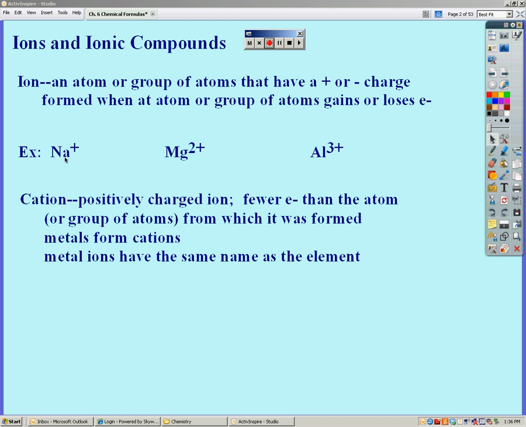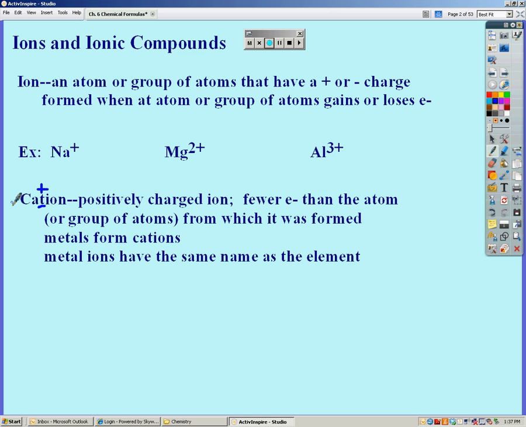So sodium as an ion loses 1 electron, so that makes it have an overall charge of a positive 1. Magnesium loses 2 electrons, so you're left with a positive 2 charge. And aluminum loses 3, giving a 3 plus charge. These are all called cations because they are positively charged. I remember that these are cations because it has a T right here, which is a lot like a plus sign.